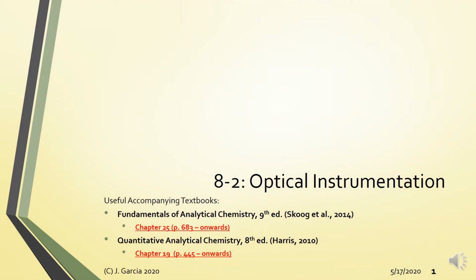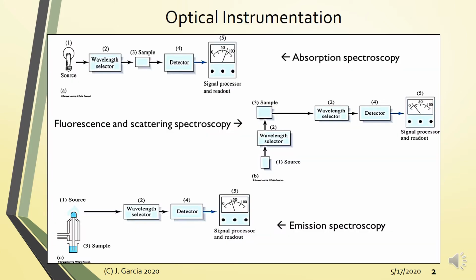So we are now on the second part of Module 8, wherein we will be talking about optical instrumentation. Okay, so basically, optical devices have the following components. You have your light source, you have your wavelength selector, sample holder, your transducer or detector, and of course the signal processor and layout. Now shown here in this figure are the different ways these components are arranged.